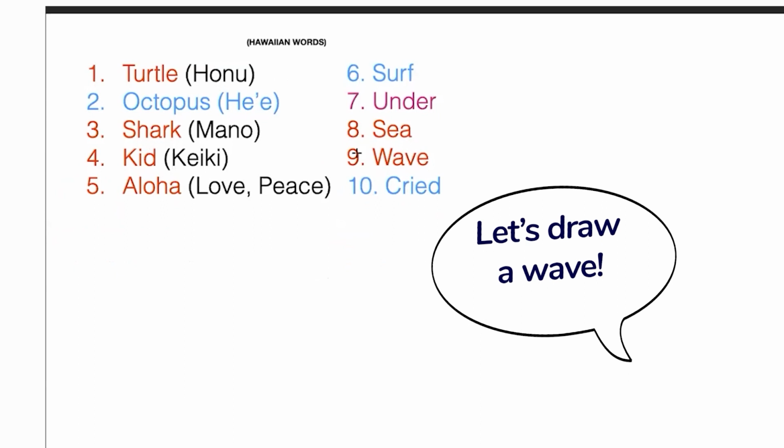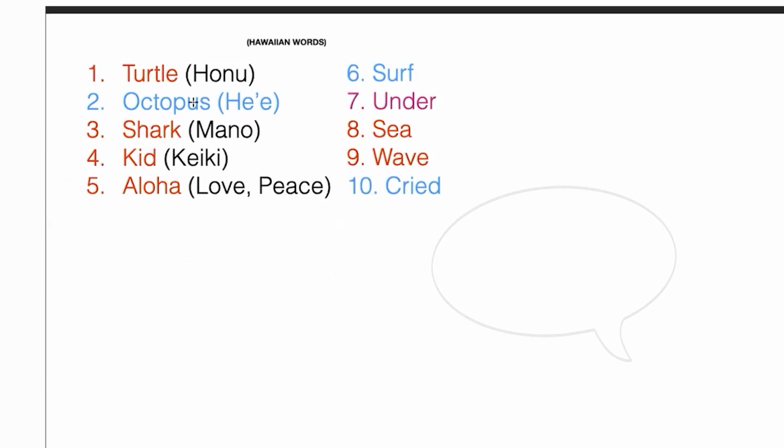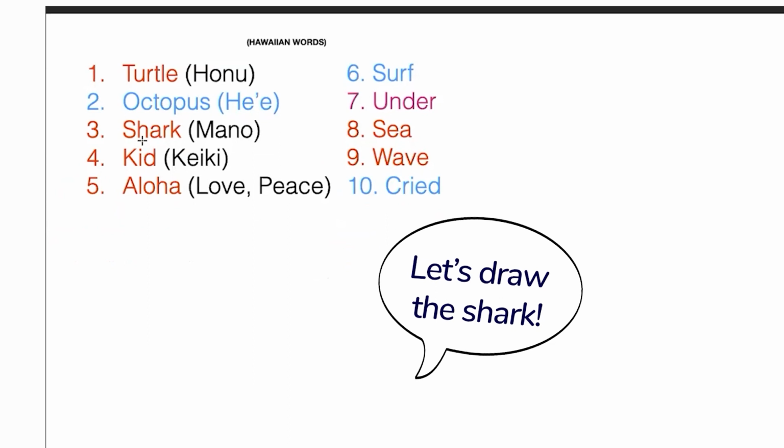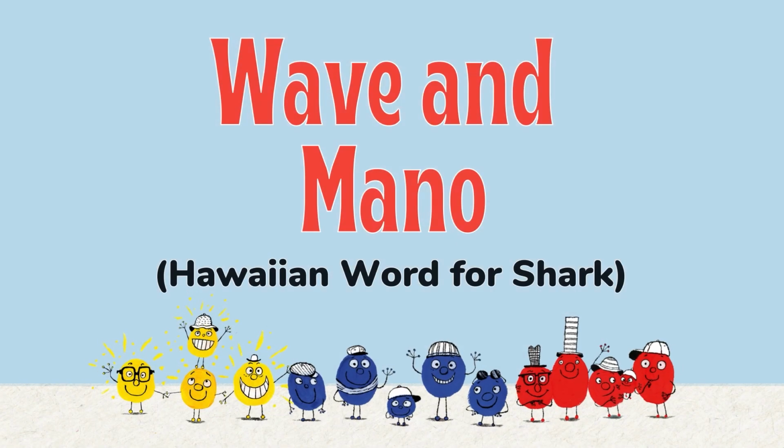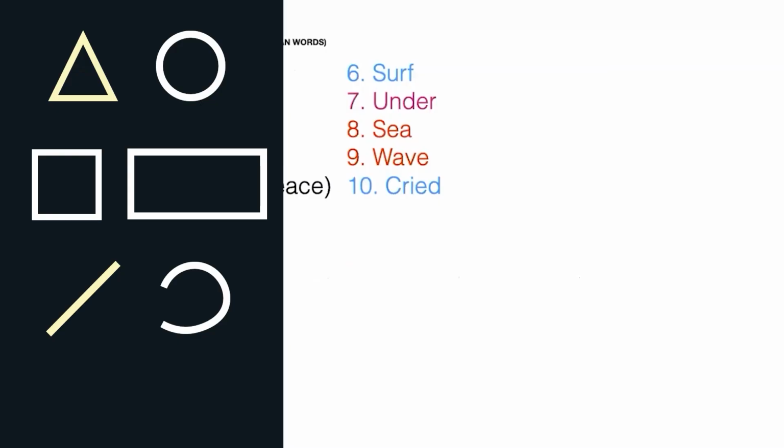Okay, let's draw two things. We can draw a wave and we can draw one more thing. A shark and a wave. Okay, sounds good. So how do we draw a wave? Kind of like that. Yeah.